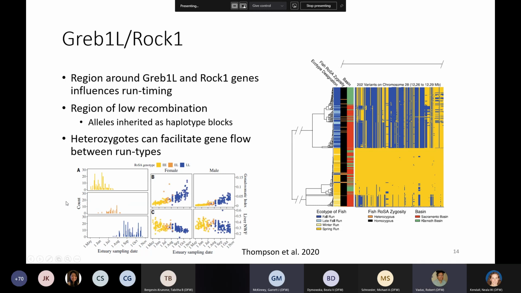And those heterozygotes can actually facilitate gene flow between the run types. In the particular populations that were examined in this paper, when you look at the neutral markers, they actually don't show differentiation between the populations. You really see the differentiation when you're looking at these adaptive run timing markers.